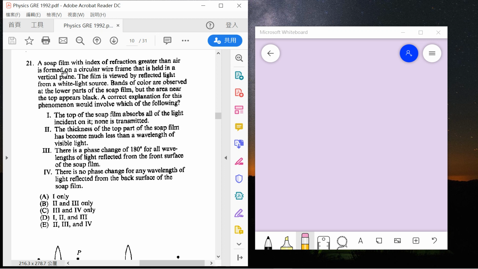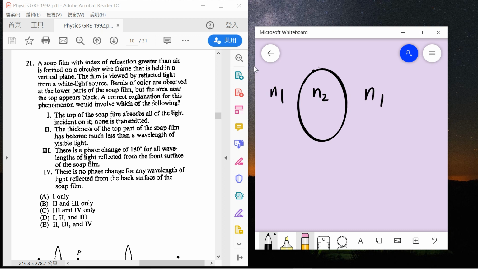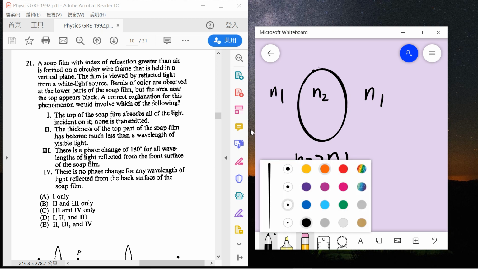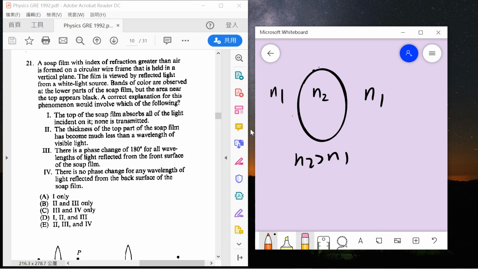Question 21 says a soap film with index of refraction greater than air. You should understand there is a soap film with index N2, and the surrounding index is N1, so N2 is larger than N1. The optical film theory tells us that if light passes in, there will be a phase change. Suppose this is zero phase, then this must be 180.